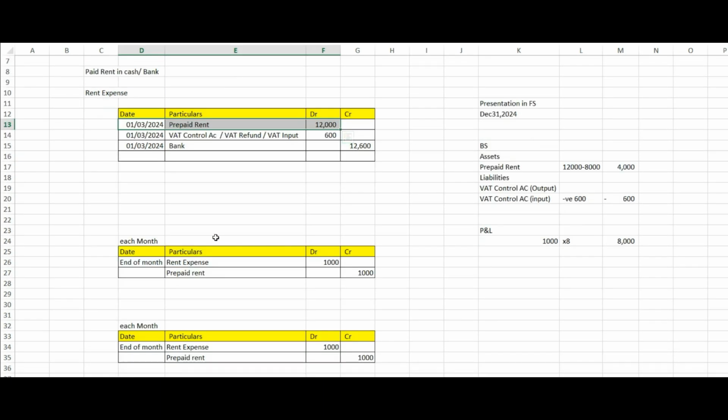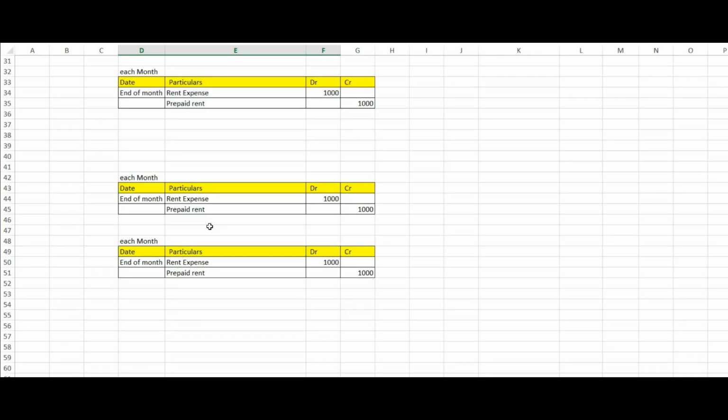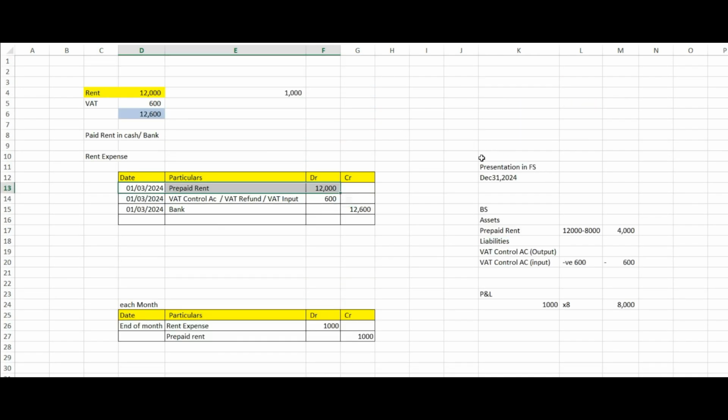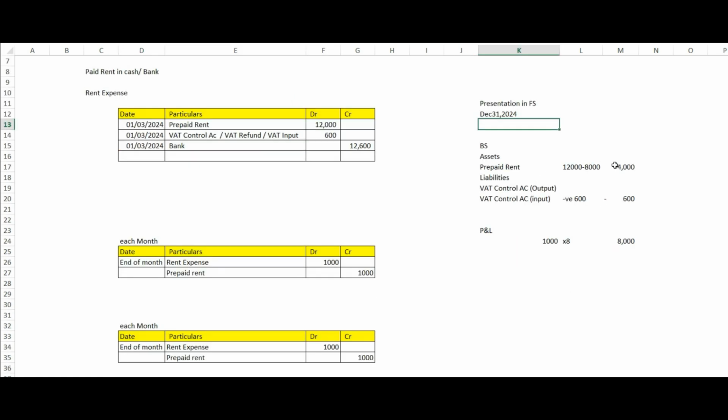All right. The same entries will be done each subsequent month. At the end of the financial year, suppose this is your first financial year and it ends on 31st of December 2024, there would be no difference except there will be a VAT control account with a negative balance of 600. We are assuming we don't have any output.